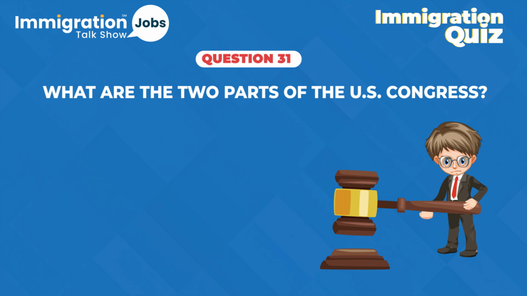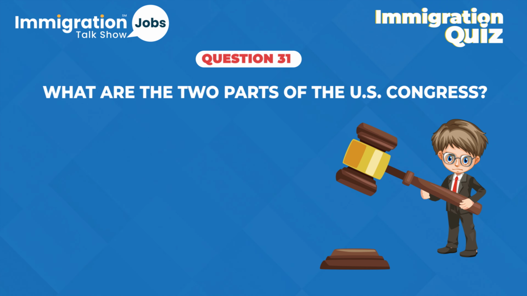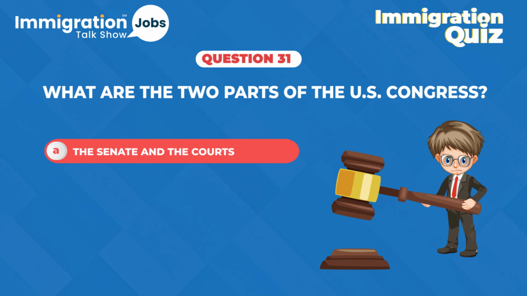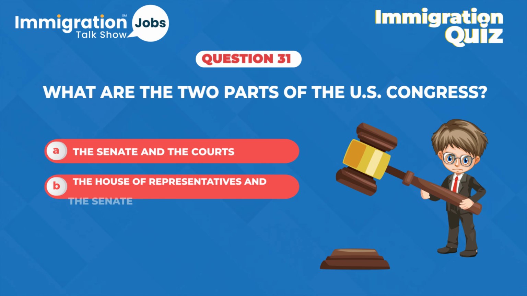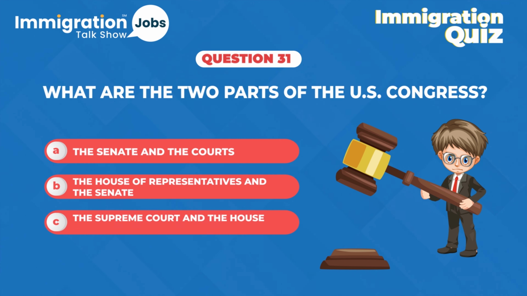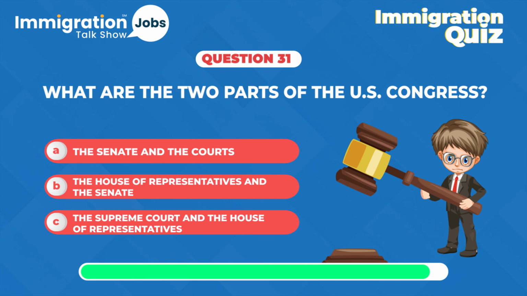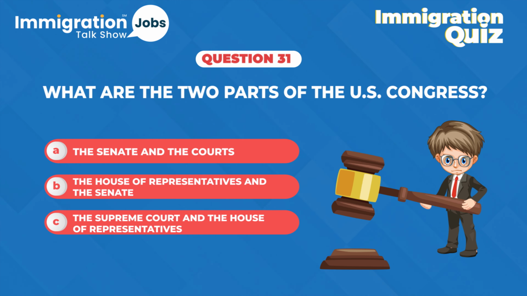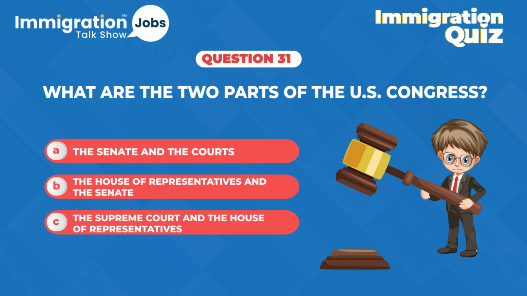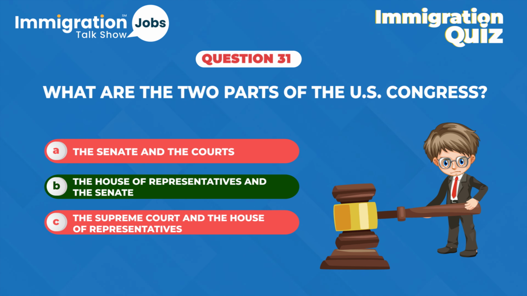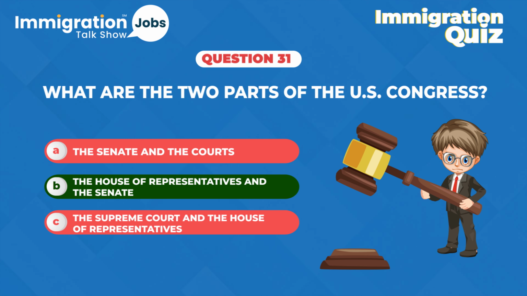What are the two parts of the United States Congress? Option A, the Senate and the courts. Option B, the House of Representatives and the Senate. Or option C, the Supreme Court and the House of Representatives. And the correct answer is option B, the House of Representatives and the Senate.